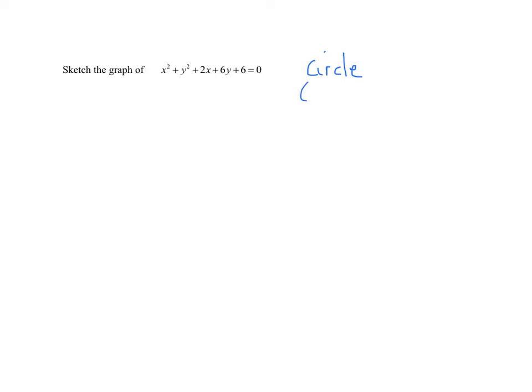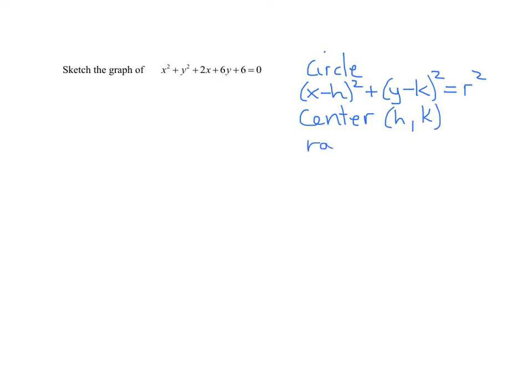But what we want is for it to be in standard form. And remember, the standard form of a circle is (x minus h) squared plus (y minus k) squared equals r squared. If it's in that form, the center is at (h, k) and the radius equals r, the square root of this number over here. So we think we've got a circle, so we need to look at our equation here and put it in standard form.